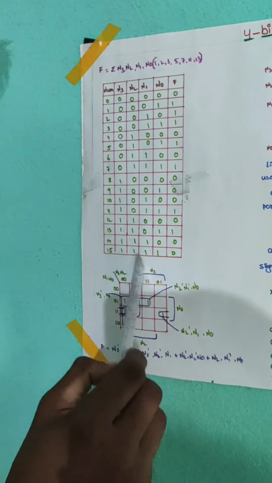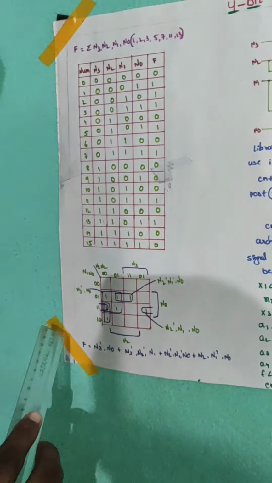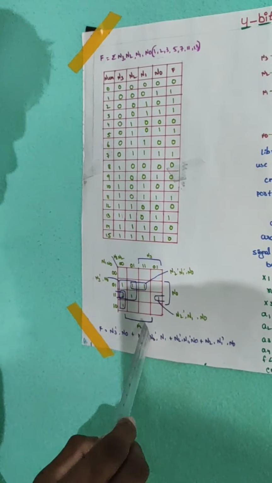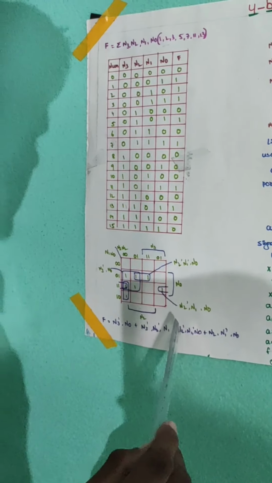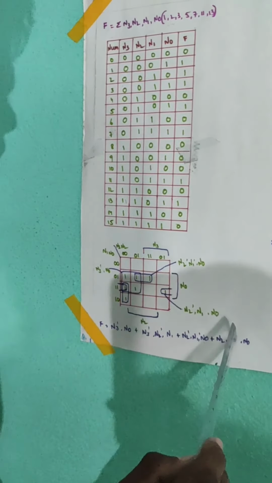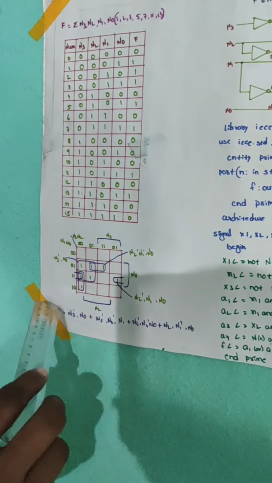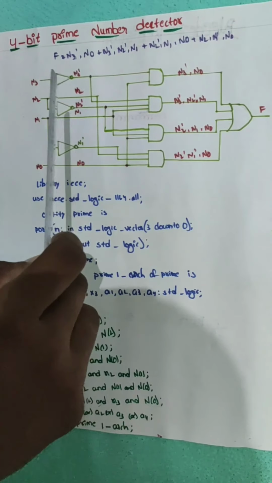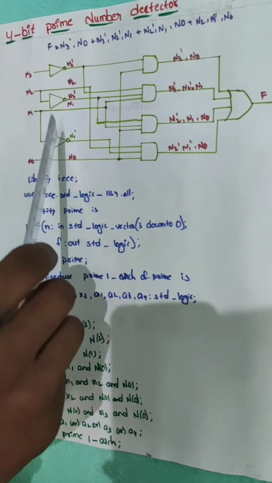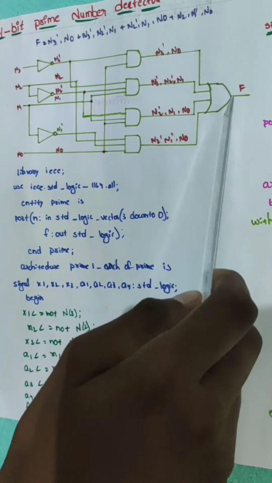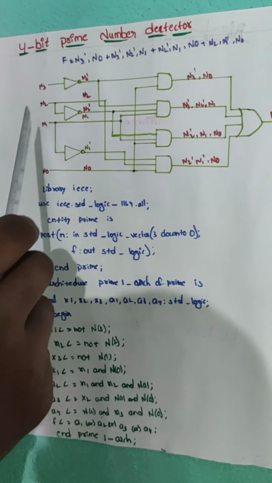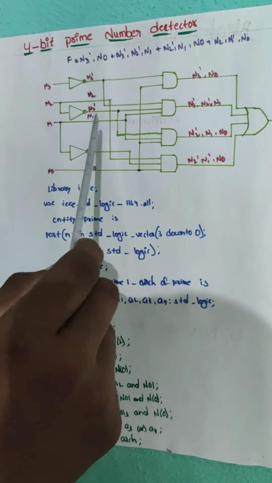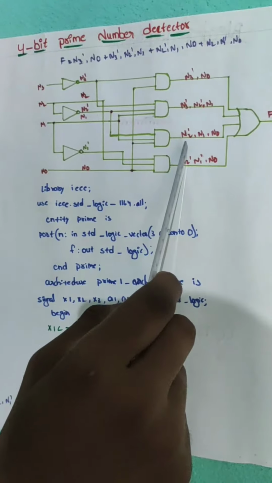By using a K-map, we can solve this, and finally we get f equal to n3 bar n0 plus n3 bar n2 bar n1 plus n2 bar n1 bar n0 plus n2 n1 bar n0. By using this equation, we draw the logic circuit. The logic circuit has 3 NOT gates, 4 AND gates and 1 OR gate. So here we have 7 signals: x1, x2, x3, a1, a2, a3, a4.